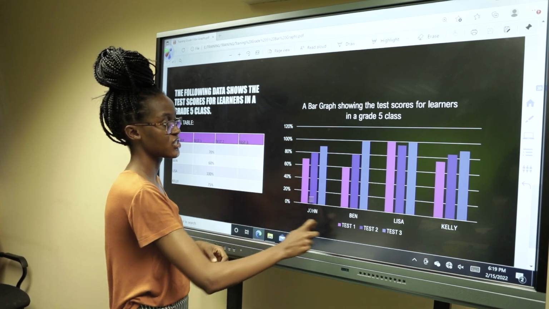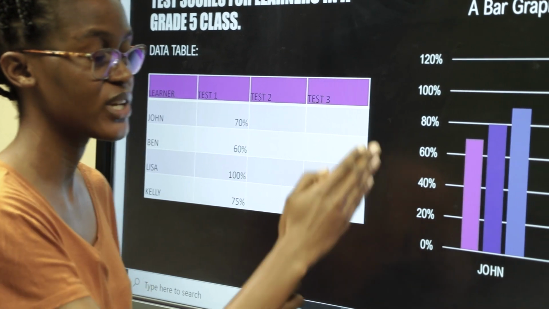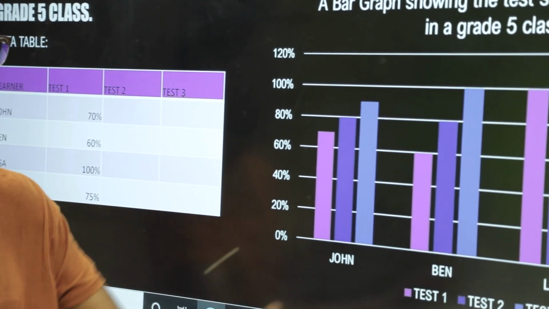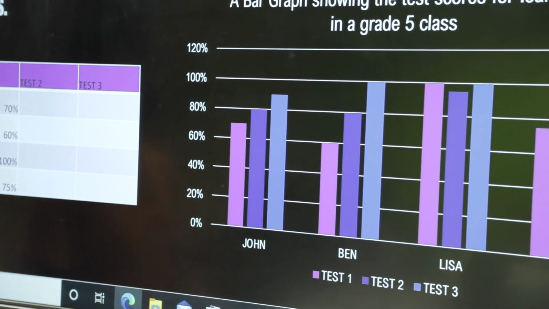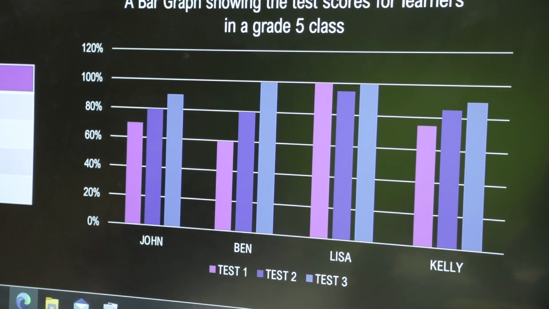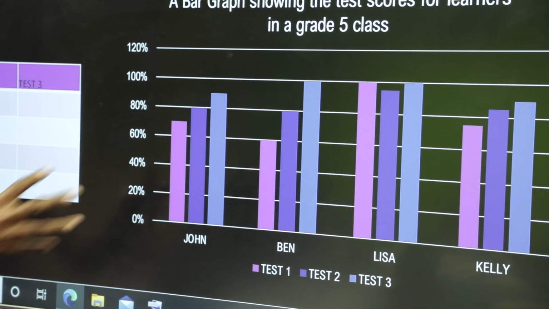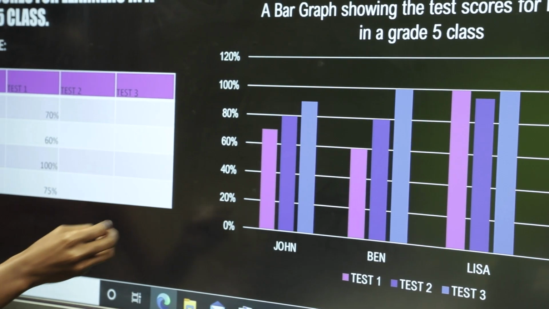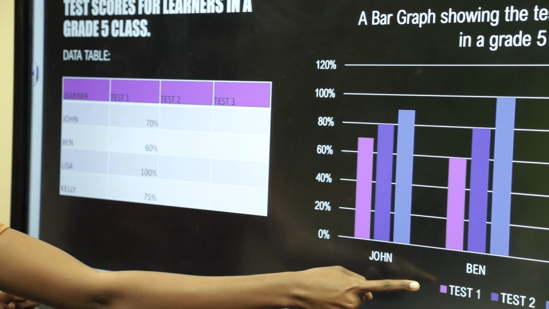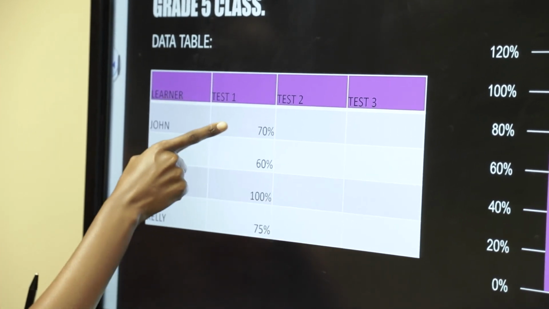We'll also see that this is a many-to-one correspondence bar graph, and therefore it has a key to indicate that under each learner, this is the test that we're referring to. And then we'll see here we have a data table. Help the learners to be able to extract information from the bar graph using the key and the appropriate scale on the y-axis so that they can fill it in.